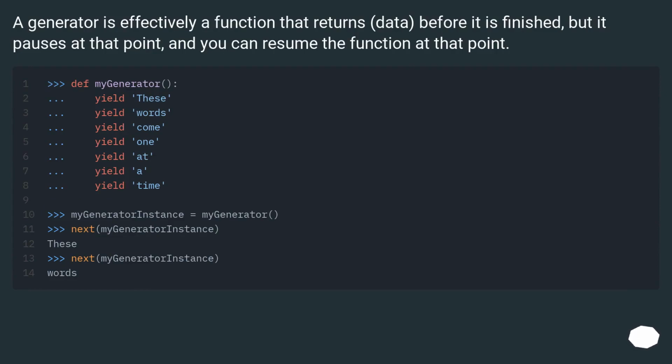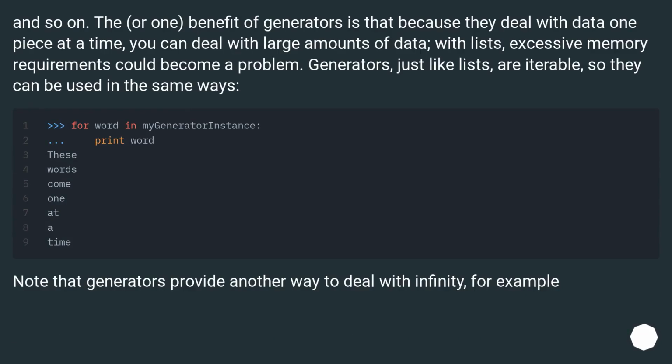A generator is effectively a function that returns data before it is finished, but it pauses at that point, and you can resume the function at that point. And so on. The one benefit of generators is that because they deal with data one piece at a time, you can deal with large amounts of data. With lists, excessive memory requirements could become a problem. Generators, just like lists, are iterable, so they can be used in the same ways.